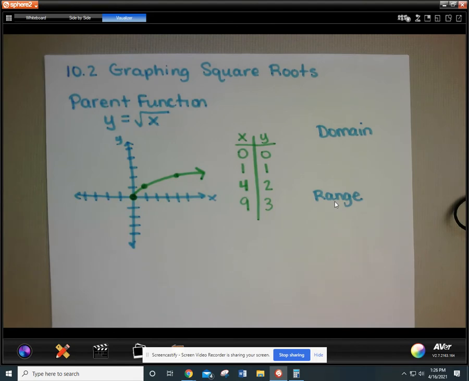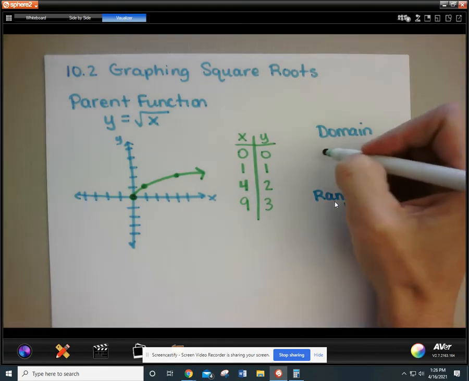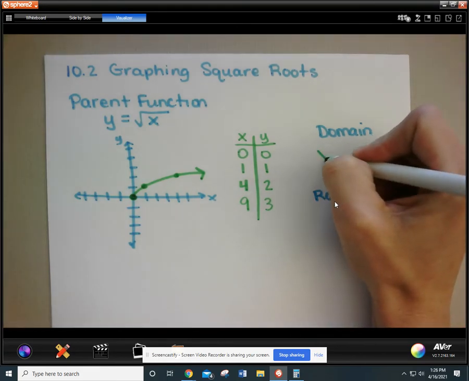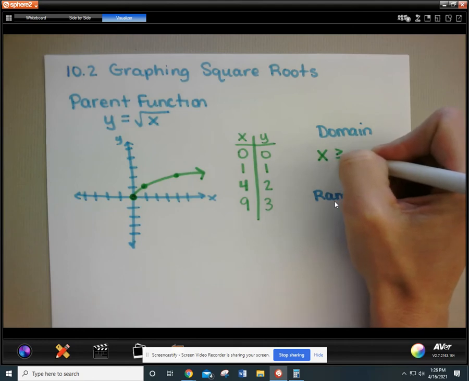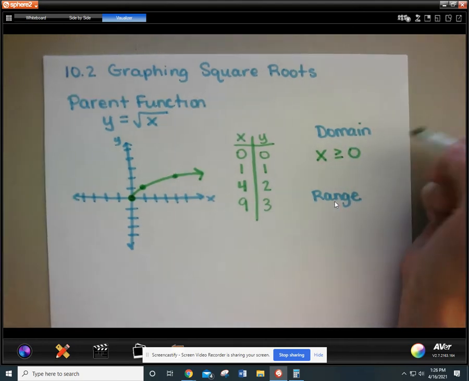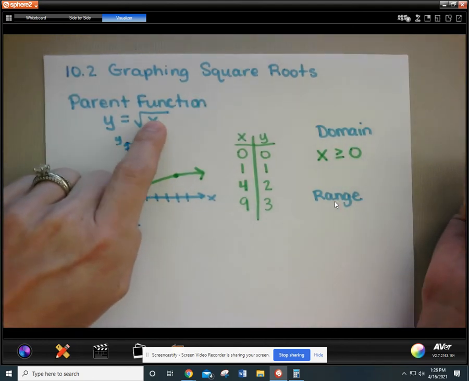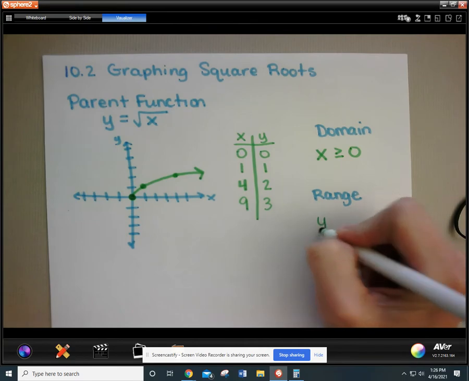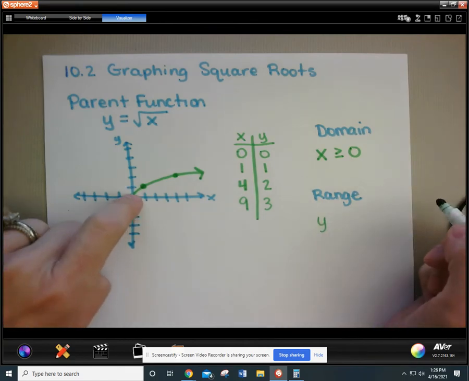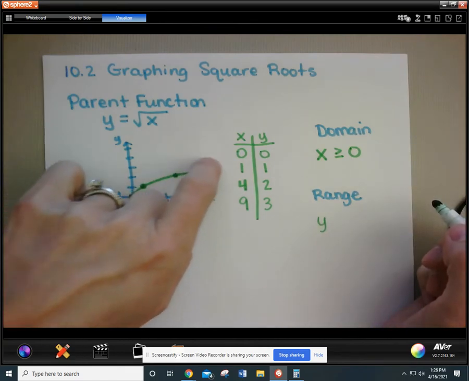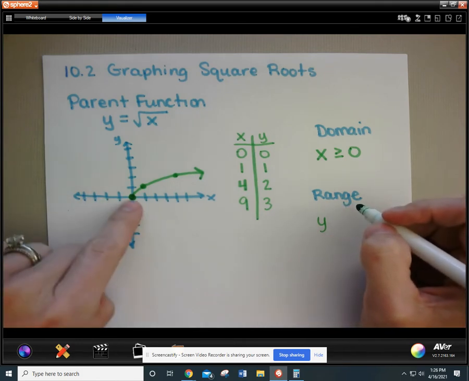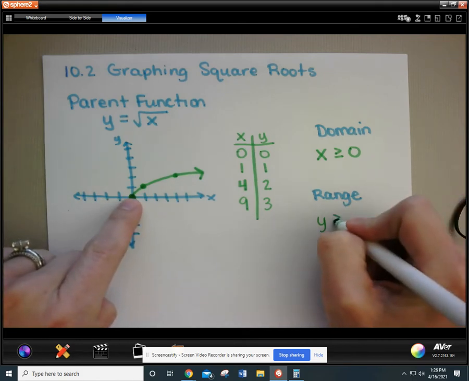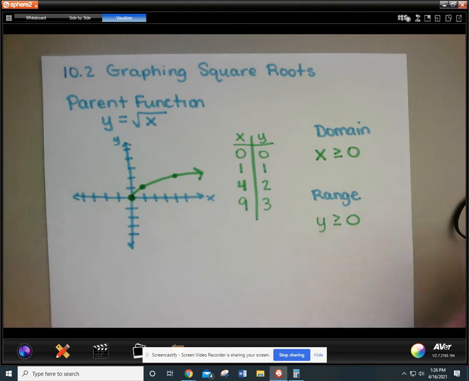Okay, so now if I ask you for the domain, remember that your domain is talking about the x value, so our x's have to be greater than or equal to 0, because if they were under 0, that would give us an imaginary number. If I look at my range, all of my y values, since the graph is opening up, all of the y values are going to keep getting bigger. The smallest y value is 0. Okay, so that's the domain and the range for a parent function.